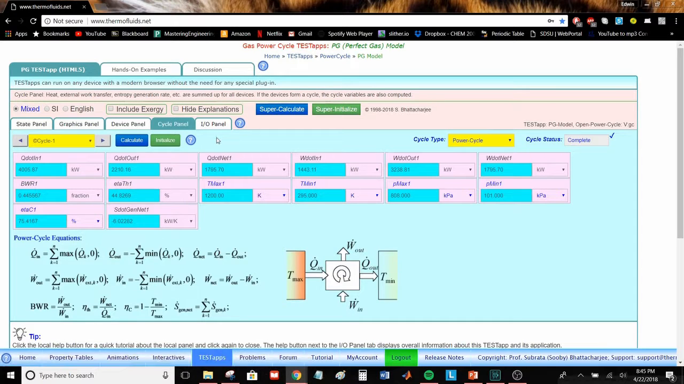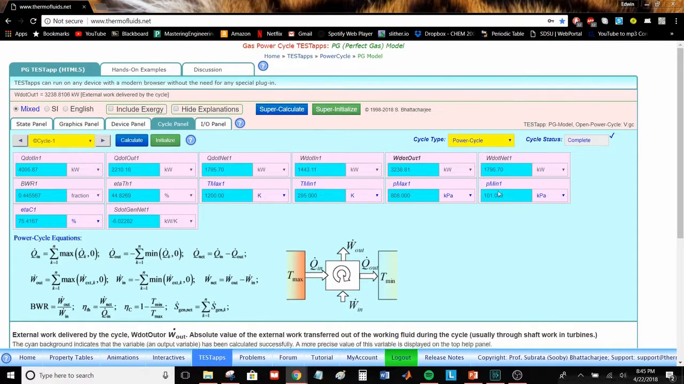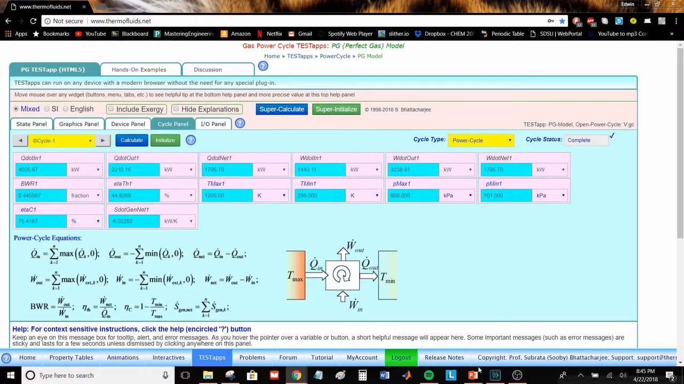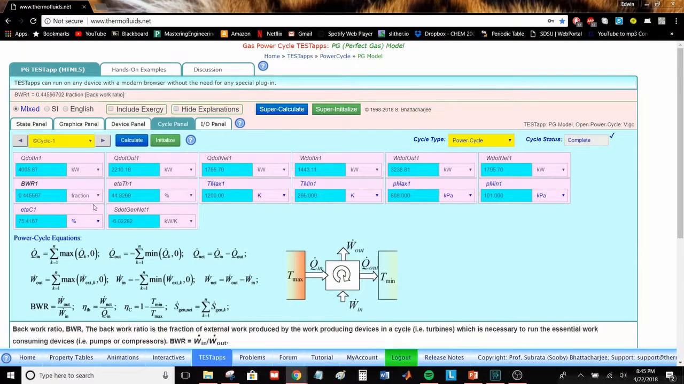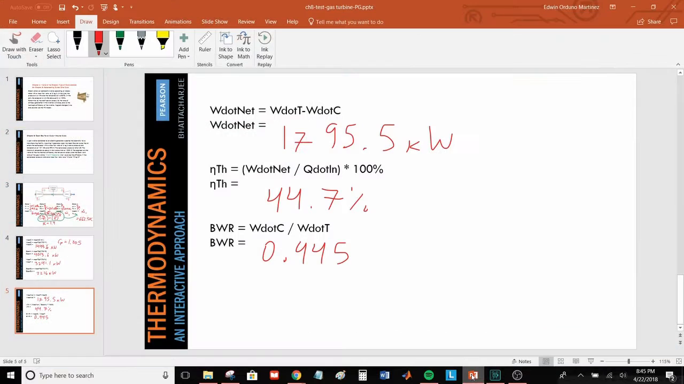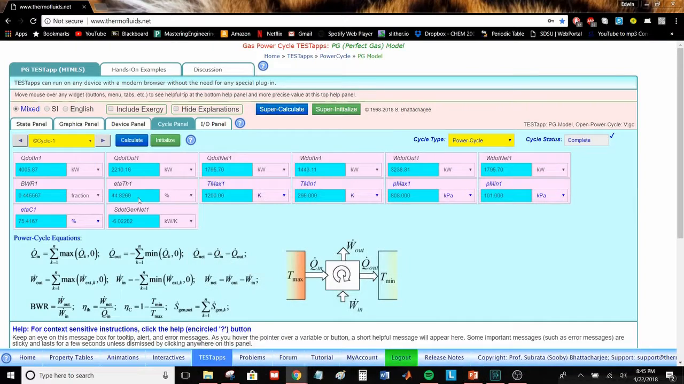Therefore, in the cycle panel, now we have the net power output, which is 1795, which is the same thing as that. Thermal efficiency 44.7, and backwork ratio is 0.445, 0.445.